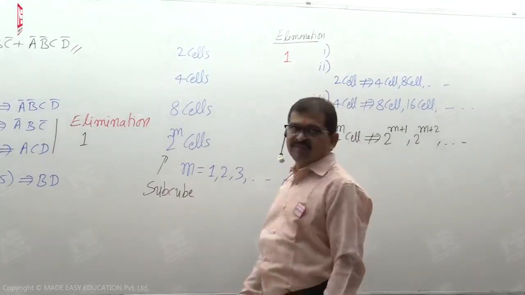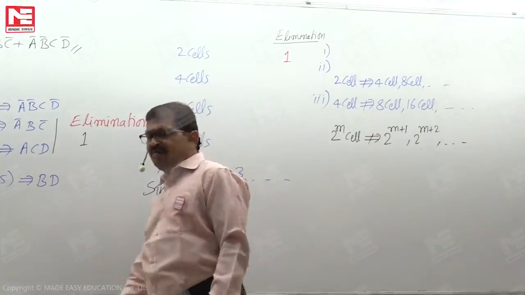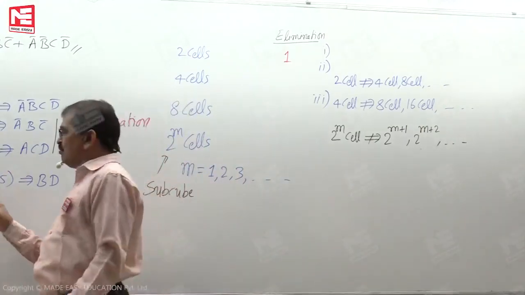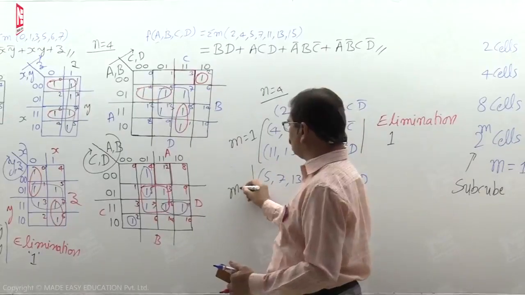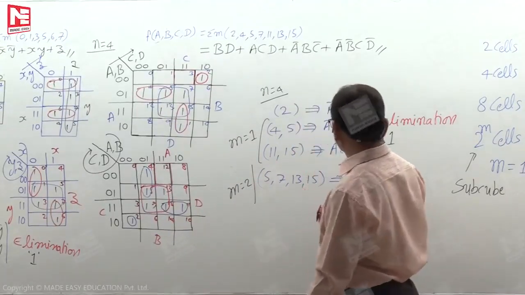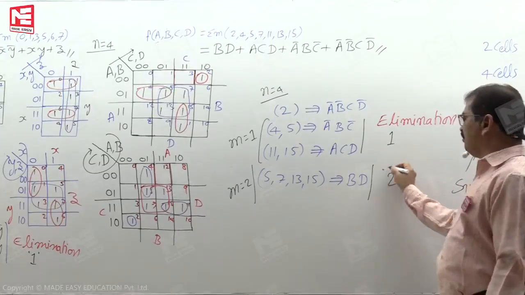Similarly, in this 4 variable function, we have a subcube of 4 cells. Once we have a subcube of 4 cells, we know well M is 2. The product we are reading has 2 literals. So elimination is for 2 variables.